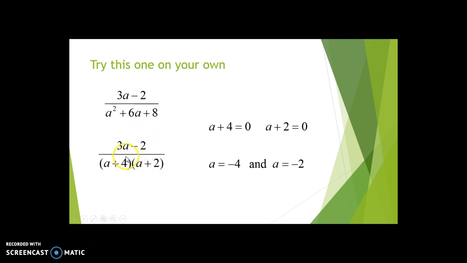I guess the only other factor pair that would have made sense was 8 and 1, but 8 plus 1 is 9, and that's not our middle term. Okay? Now let's transition this into example 4.